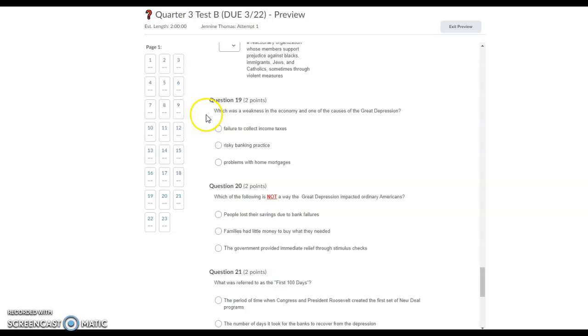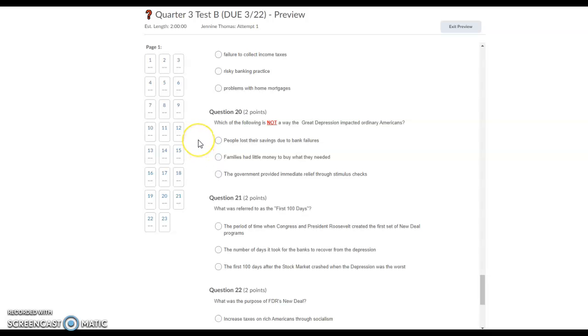Question 19. Which was a weakness in the economy and one of the causes of the Great Depression? Failure to collect income taxes, risky banking practices, or problems with home mortgages? Question 20. Which of the following is not a way the Great Depression impacted ordinary Americans? People lost their savings due to bank failures. Families had little money to buy what they needed. The government provided immediate relief through stimulus checks.